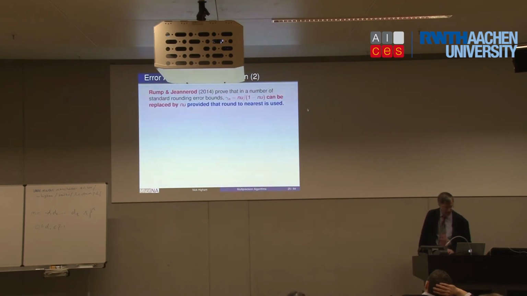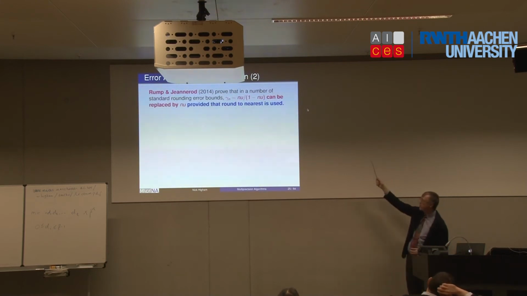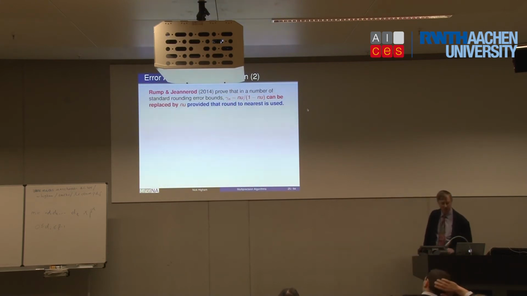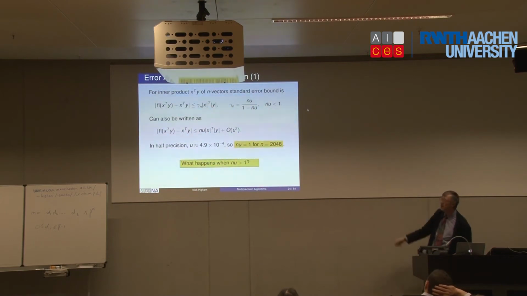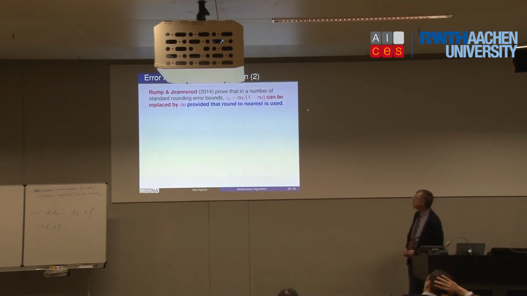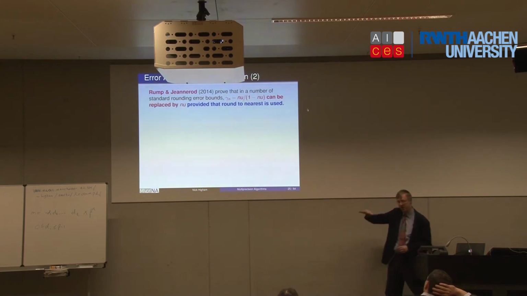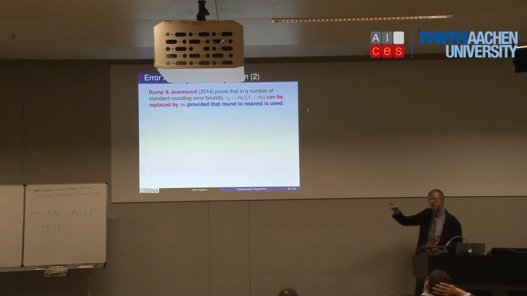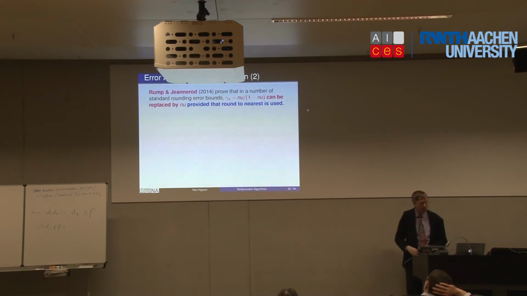Now, I just wanted to mention some nice work by Rump and Jeannerod recently. They have shown, in the slide, that the term with nu is a problem, because if nu is 1, it breaks down. So this bound written at the top there is only valid for nu less than 1, as I've written. The question is, what happens if it's 1? Surely the world doesn't end, just the bound doesn't work anymore. Well, they've shown that actually you can replace that bound by nu with no second order term, in both the inner product and in some other low-level kernels.